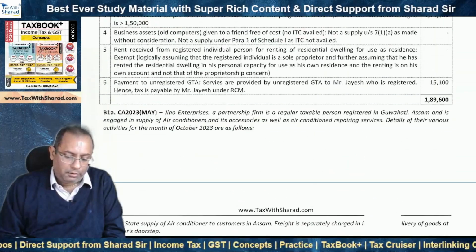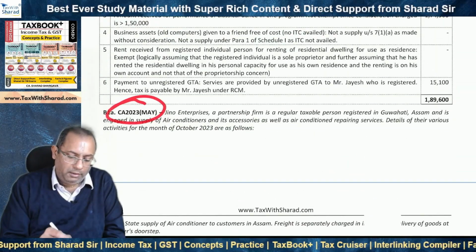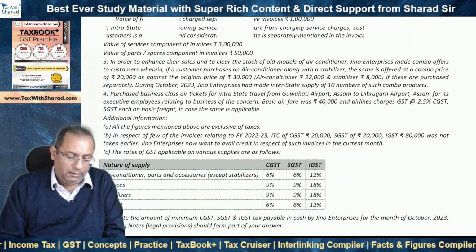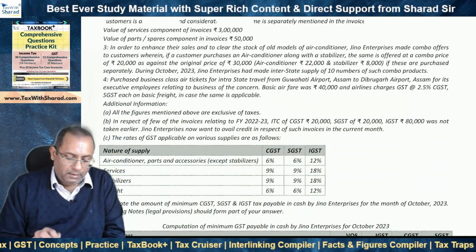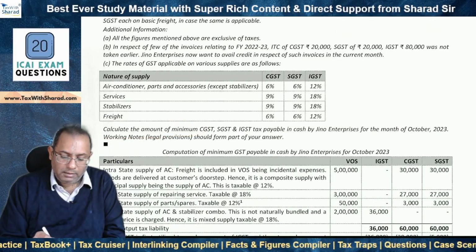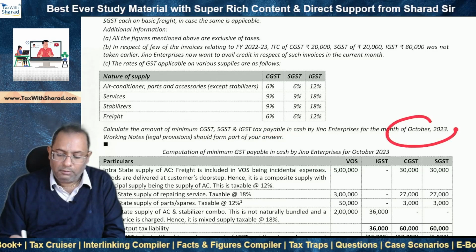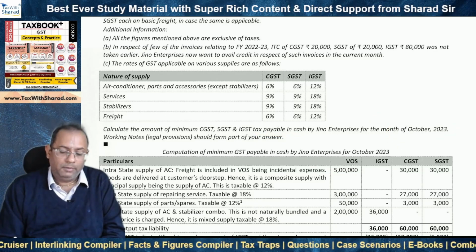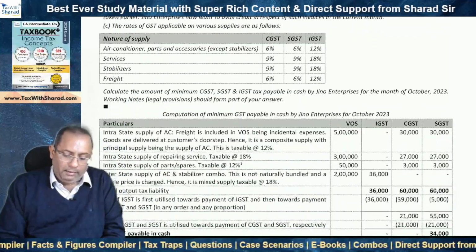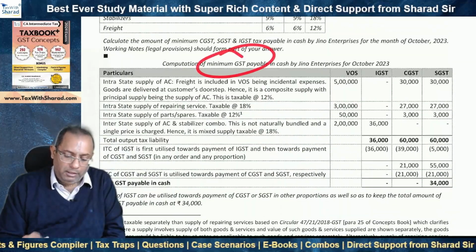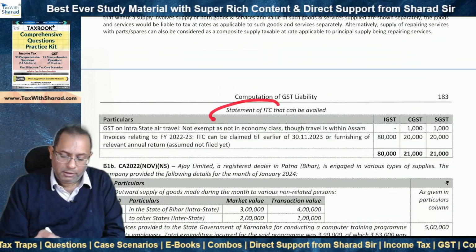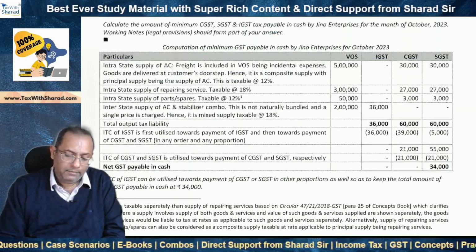So the question was CA 2023 May with regard to Geno Enterprises. Various details are given in the question, and finally it is required to calculate the amount of minimum CGST, SGST and IGST tax payable in cash for the month of October 23. Therefore we need to compute the minimum GST payable, and for that we also need to figure out the amount of ITC available, so the statement of ITC that can be availed.